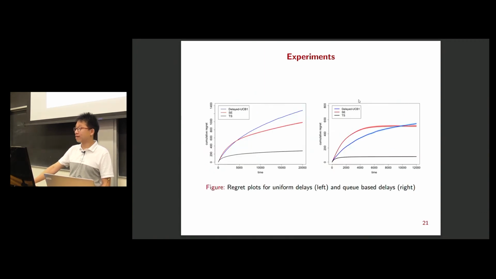The right plot shows the performance of Thompson sampling on this queue-based delay, and we see it's much better than the other two. And on the left is just an additional uniform delay distribution we consider.